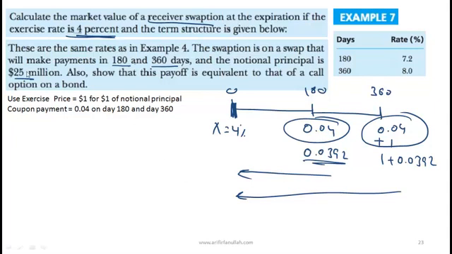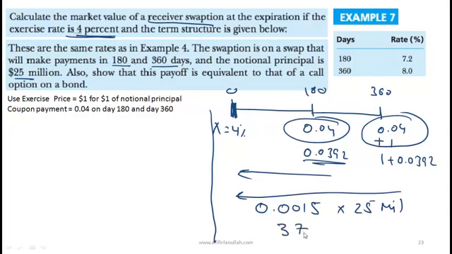Okay, now what about the second part? So that we'll do on the left. Actually let me just write the payoff number in case you are doing this online and don't have the problem in front of you. When you figure out the present values, the benefit should be 0.0015, and if you multiply this by the notional principal of 25 million, what you should get is $37,500.